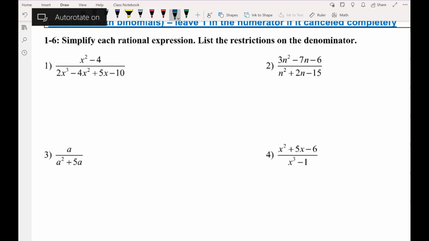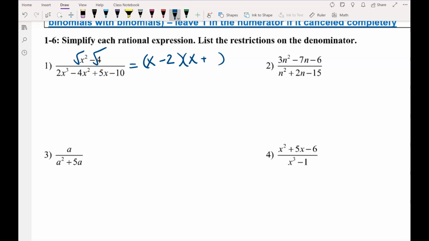So on the numerator, it's a difference of 2 squares. So we know how to factor that. If I take a square root of x and square root of 4, and there's a minus in the middle, that means it's a difference of 2 squares. So the factors are square root of x squared would be x, square root of 4 would be 2. So those are the factors of the numerator.